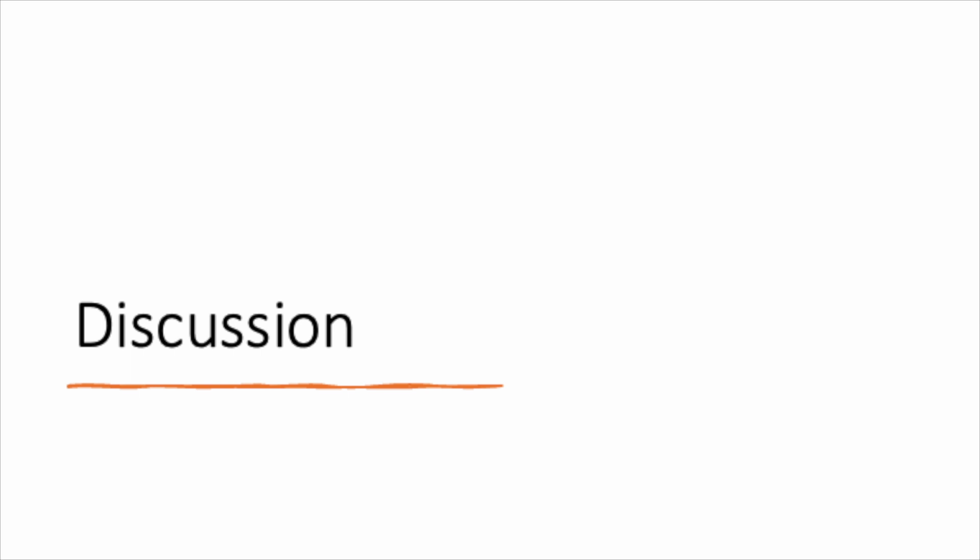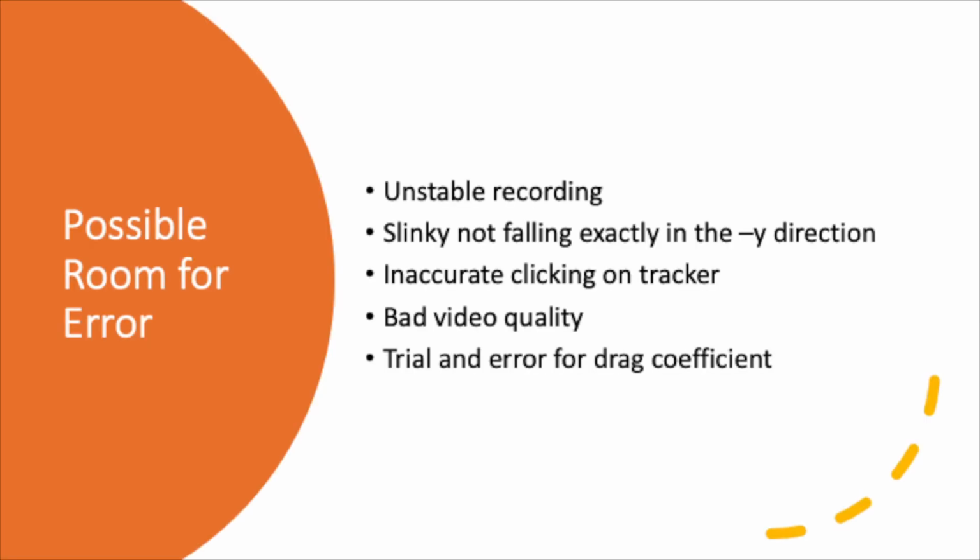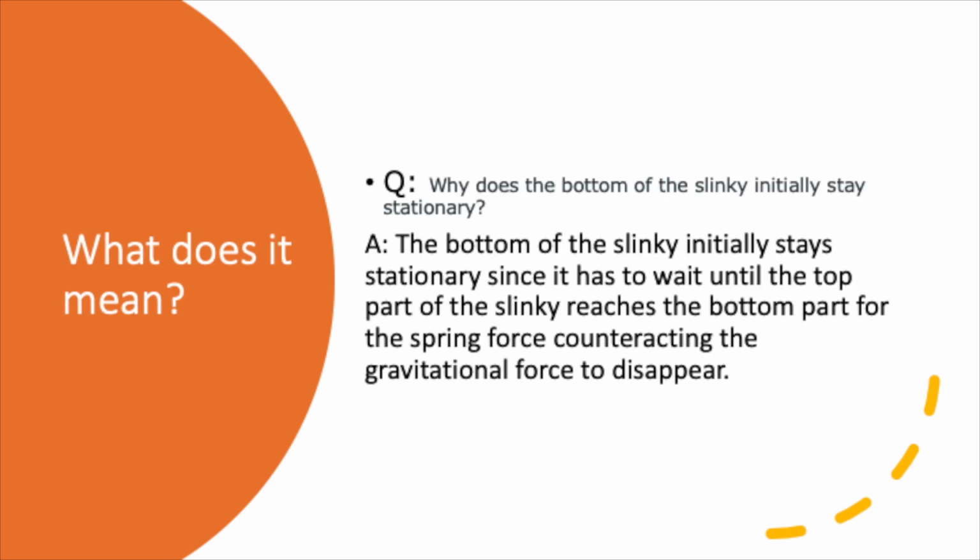Now to discussion. The possible sources of error were unstable recording, the slinky not falling directly in the negative y direction, inaccurate clicking on Tracker, bad video quality, and trial and error for the drag coefficient. For my what-does-it-mean question, I asked, why does the bottom of the slinky initially stay stationary? And the answer was the bottom of the slinky initially stays stationary since it has to wait until the top part of the slinky reaches the bottom part for the spring force, counteracting the gravitational force, to disappear.